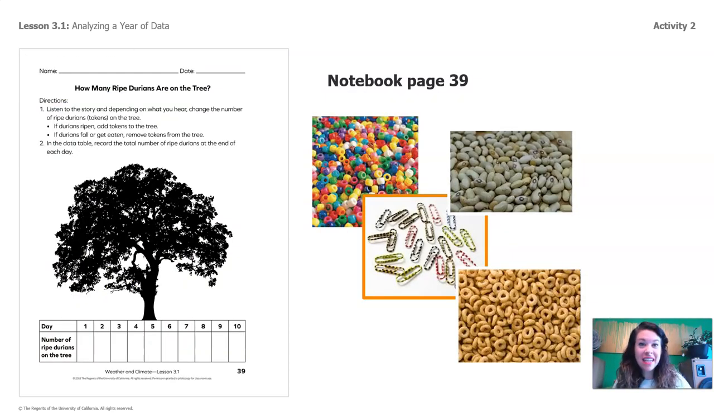For this data collection activity, you're going to need that notebook page 39, and you're going to need those 20 little items that I told you to get at the beginning of the lesson. So if you don't have them, pause the lesson right here and go get them, and I'll meet you back here when you're ready to go.